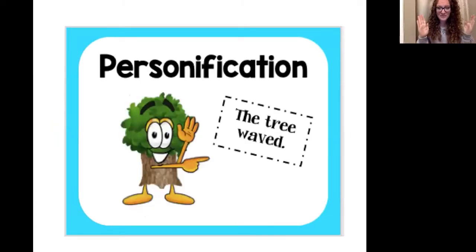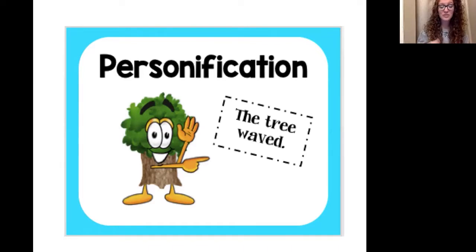Personification. Objects doing people things. Good job, let's try again. Personification. Objects doing people things. Do you see how the word person is there in personification? That helps me remember that I'm talking about an object doing something that a person can do.